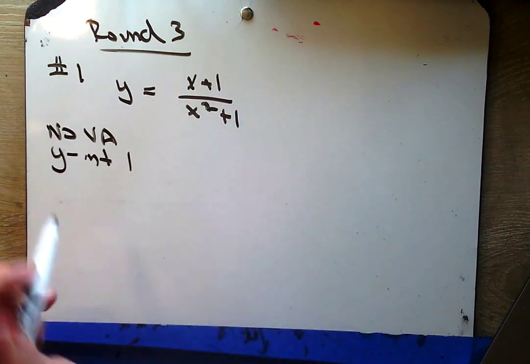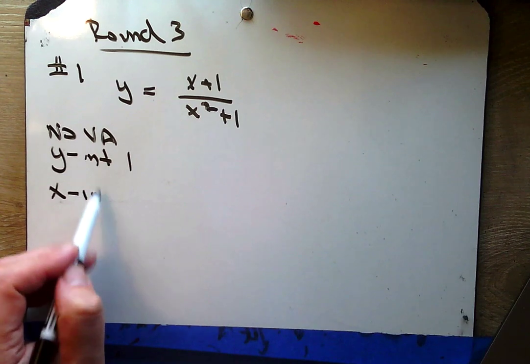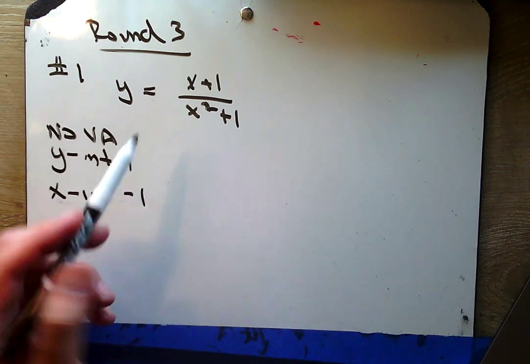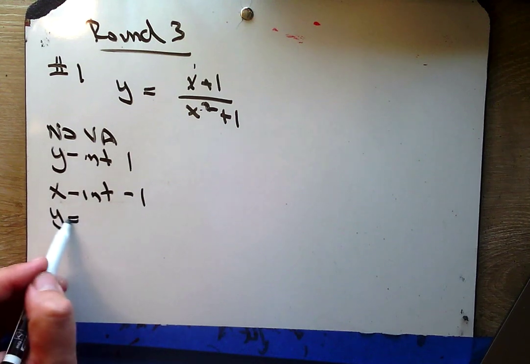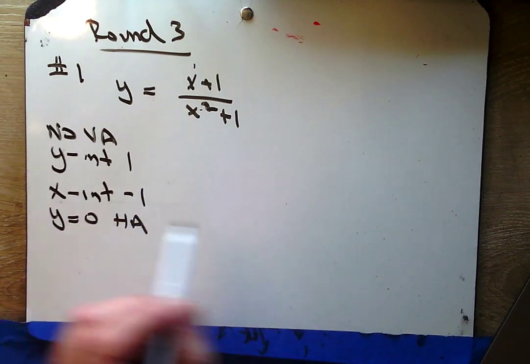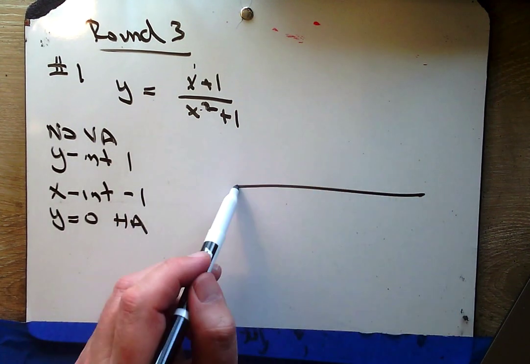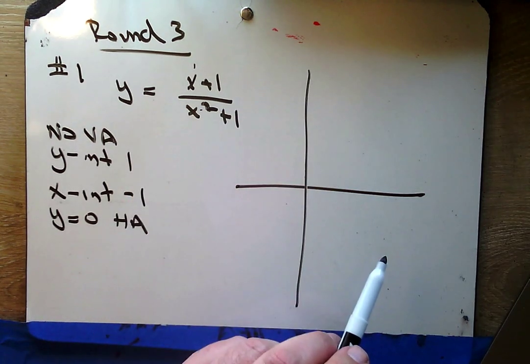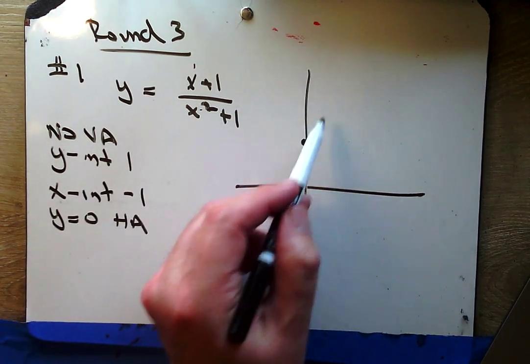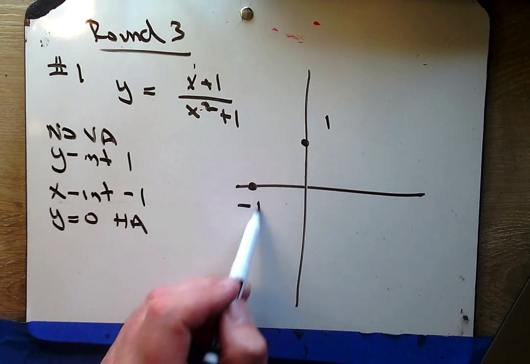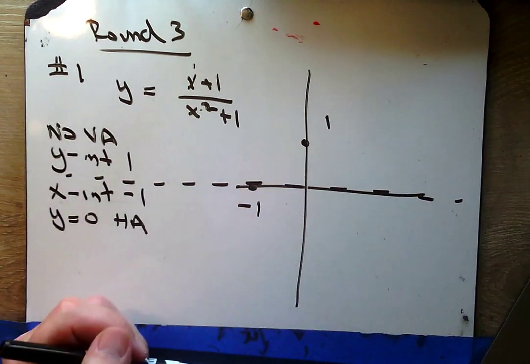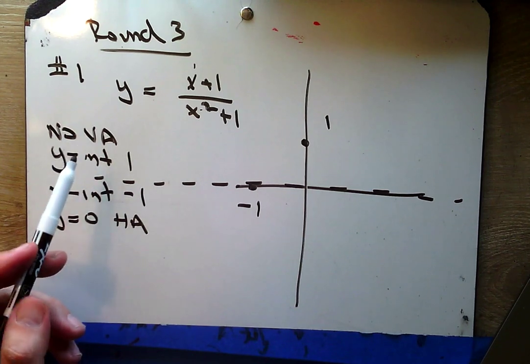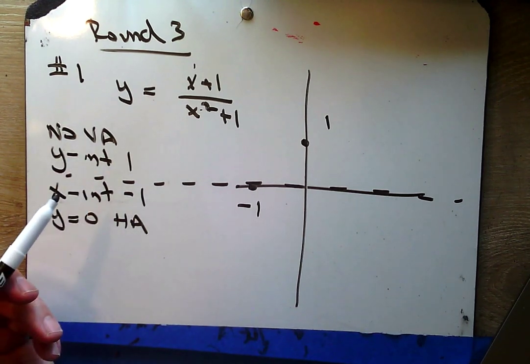X-intercept, set the top equal to 0, I get an x-intercept of -1. And since the degree here is smaller than the degree here, we say y equals 0 for a horizontal asymptote. So what do we have? Well, I've got a y-intercept up here at 1, I have an x-intercept of -1, I have this horizontal asymptote. No vertical asymptotes here. Well, what's going to happen?